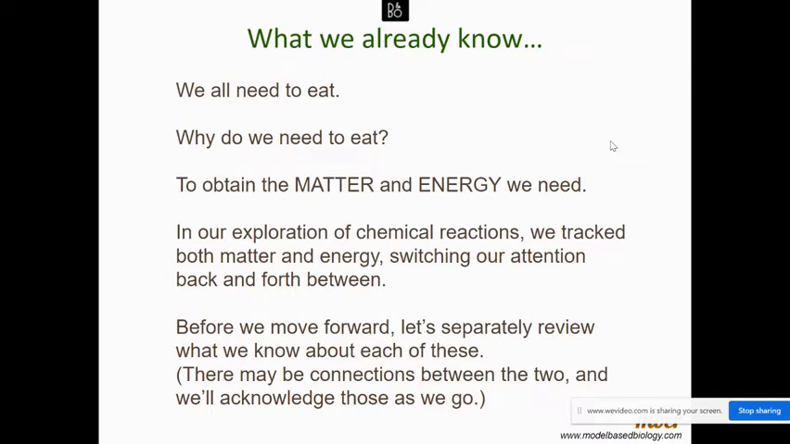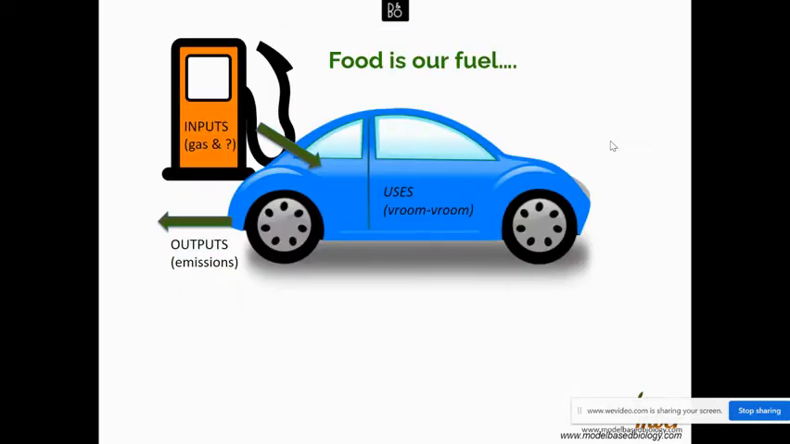So in our exploration of chemical reactions last unit, we tracked both matter and energy and switched our attention back and forth between the two. So now before we move forward, we're going to separately review what we know about each of these items, matter and energy, and there may be connections between the two, and we will acknowledge and talk about those as we go along. So remember, food is our fuel.